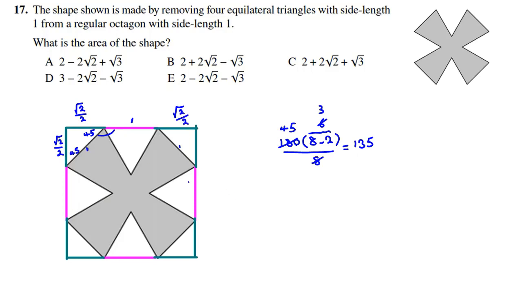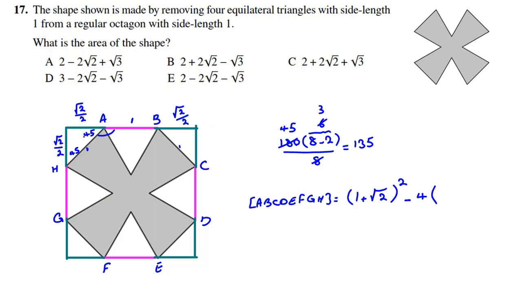Now, the area of the octagon, let's call this one A, B, C, D, E, F, G, H. So it is a lesson. The area of ABCDEFGH equals what? Equals the whole square. The side length is what? 1 plus root 2 over 2 plus root 2 over 2, which is 1 plus root 2, because 2 times root 2 over 2 is root 2, squared, minus 4 times the area of the corners. Area of this corner is what? Is root 2 over 2 times root 2 over 2 all over 2. Okay, and it will be what?